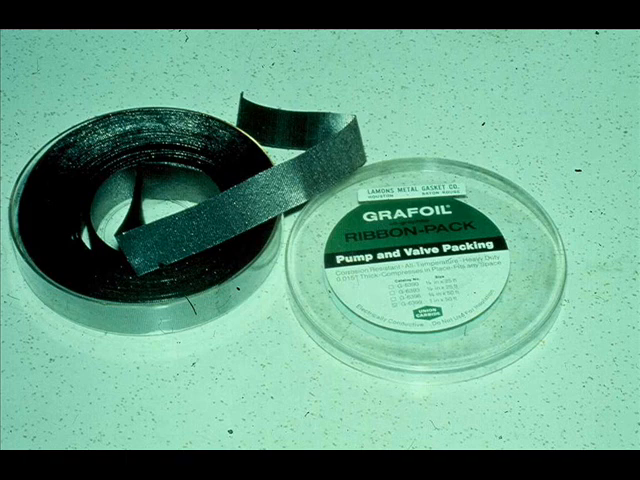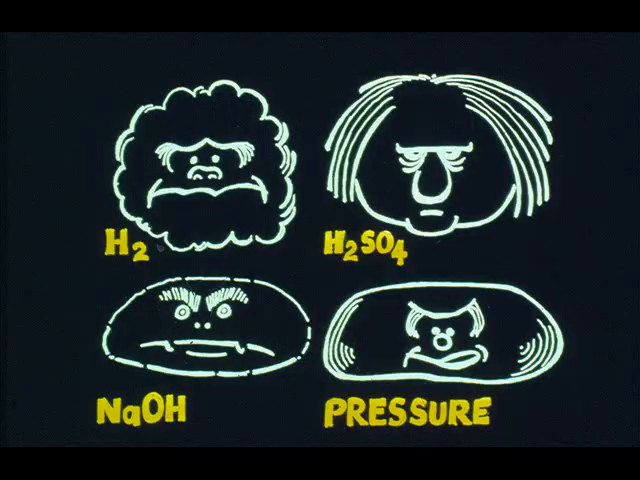Graphoil is another multi-purpose packing. It is an all-graphite material that requires no lubrication. Graphoil can tolerate temperatures in excess of 1200 degrees Fahrenheit. Severe services such as hydrogen, acid, caustic, or extreme pressure require special packing and lubricants. When you encounter a special service or packing problem, request assistance from your supervisor, the responsible engineer, or the valve manufacturer's local service representative.